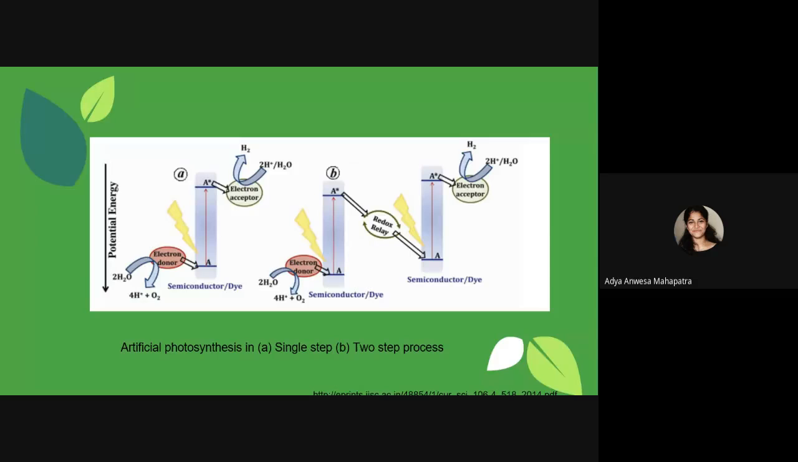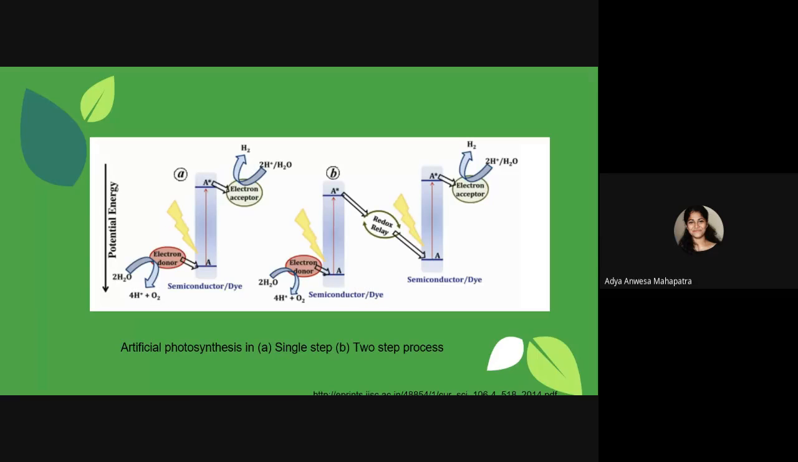One is a single step process and the other is a two-step process. Let me explain the diagrams here. In the single step process, we have one semiconductor. In one half, the water is getting oxidized to O2 and four electrons are released. The four electrons are now stored in the valence band of the semiconductor. When enough light falls on the semiconductor, the electrons gain enough energy to transfer from the valence band to the conduction band. There, the electrons now reduce the H plus into hydrogen.